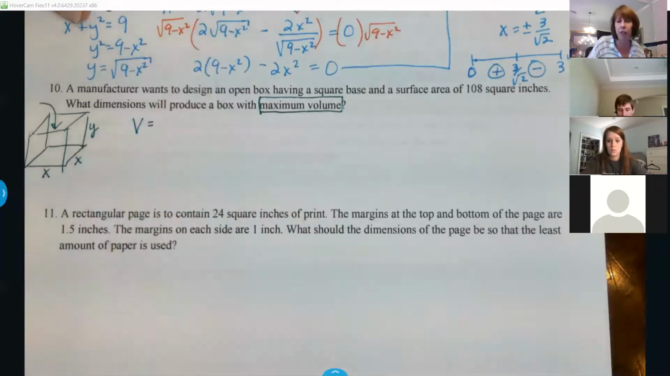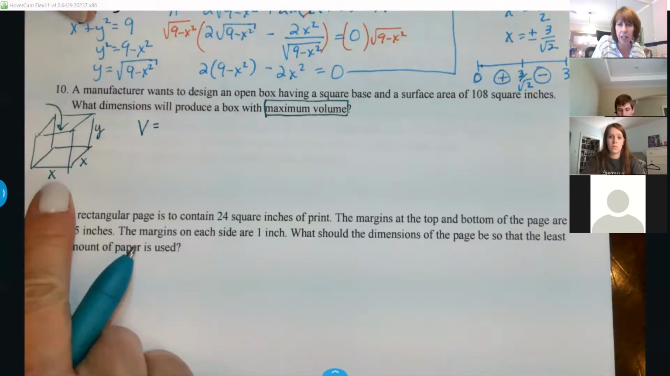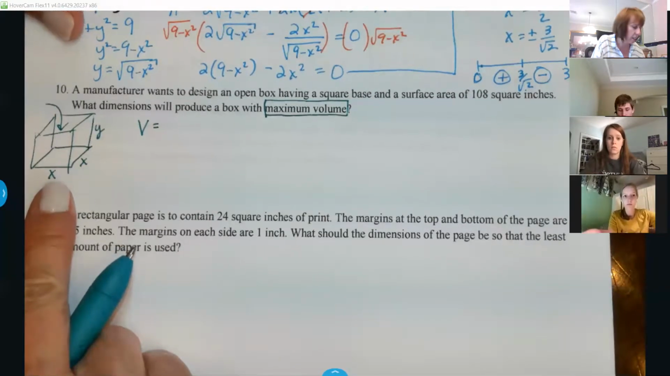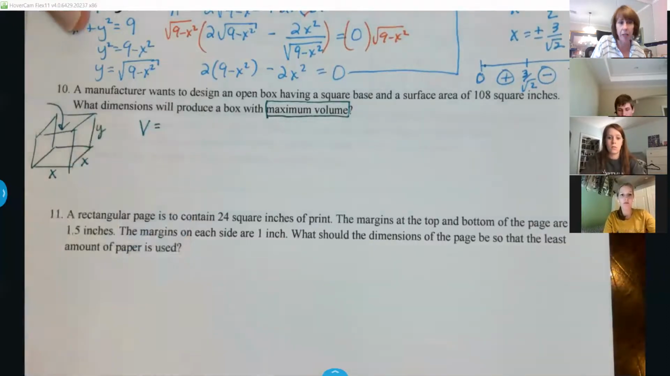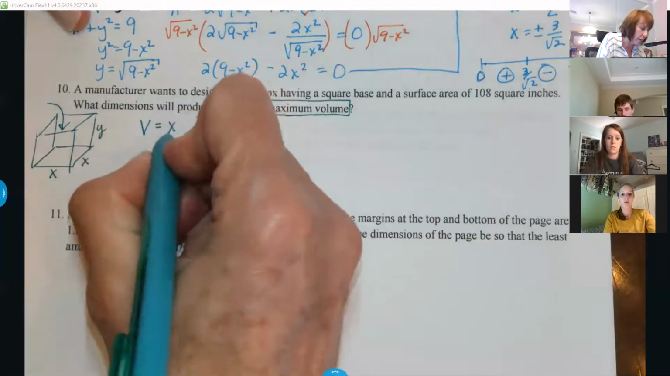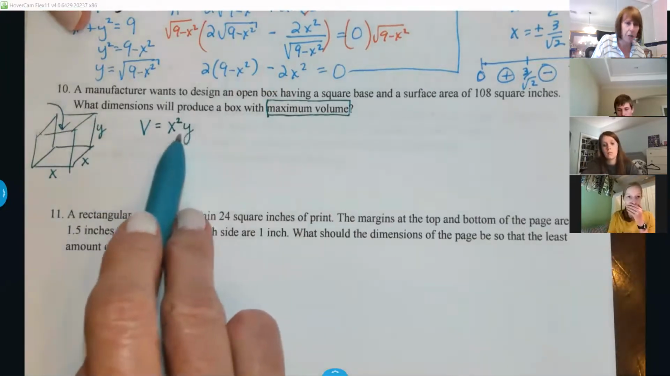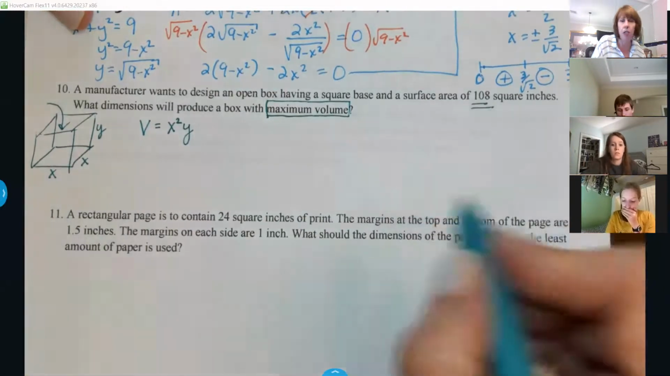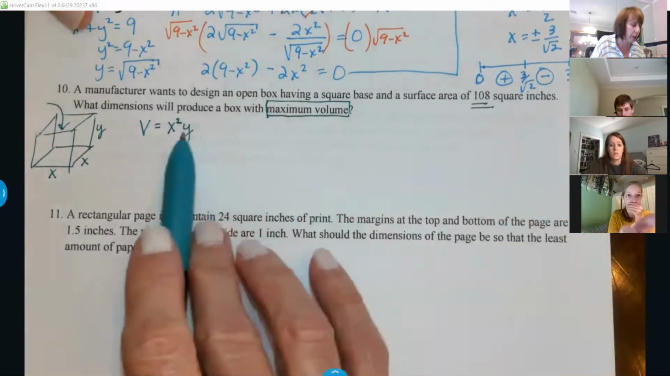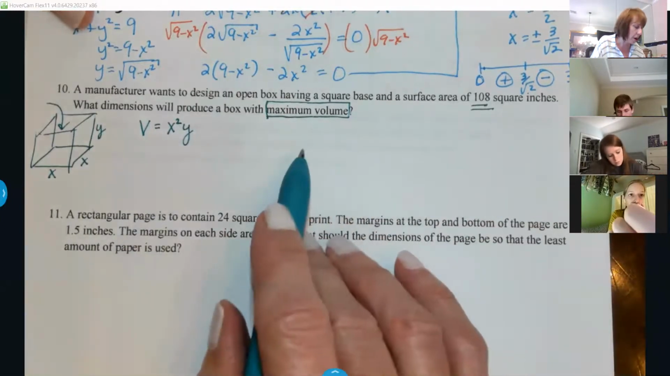I want an equation for volume. Volume of a box. Did I do this one with you guys already? I feel like this is familiar. Anyway, the volume of a box is length times width times height, right? So x times the height. All right, so again, I have two variables here. I want only one variable. I'm going to use the 108 surface area to change y to be x's. So I'm going to come off to the side and do that.